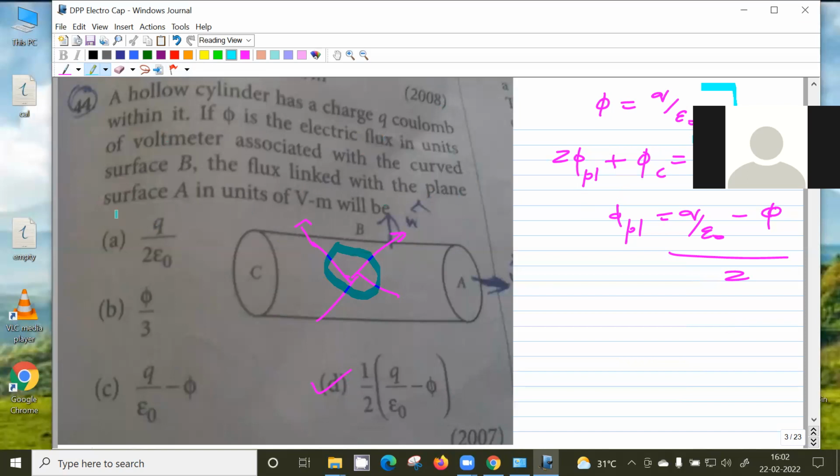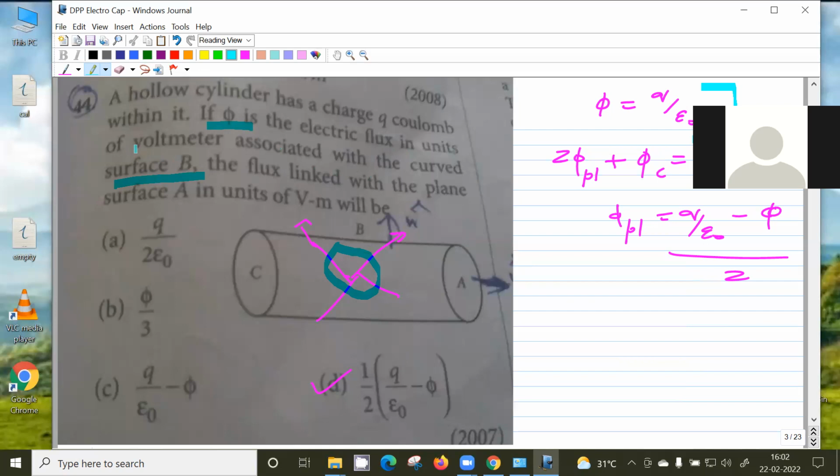Okay, so now the flux through the plane surface of A. So this is the thing. The total flux, coming. Sir, why did you take the flux through that curved surface as pi? Pi is for the entire flux, no? If I is the electric flux through the curved surface B. Oh, it is given in the question. Okay, sir. So correct option D.